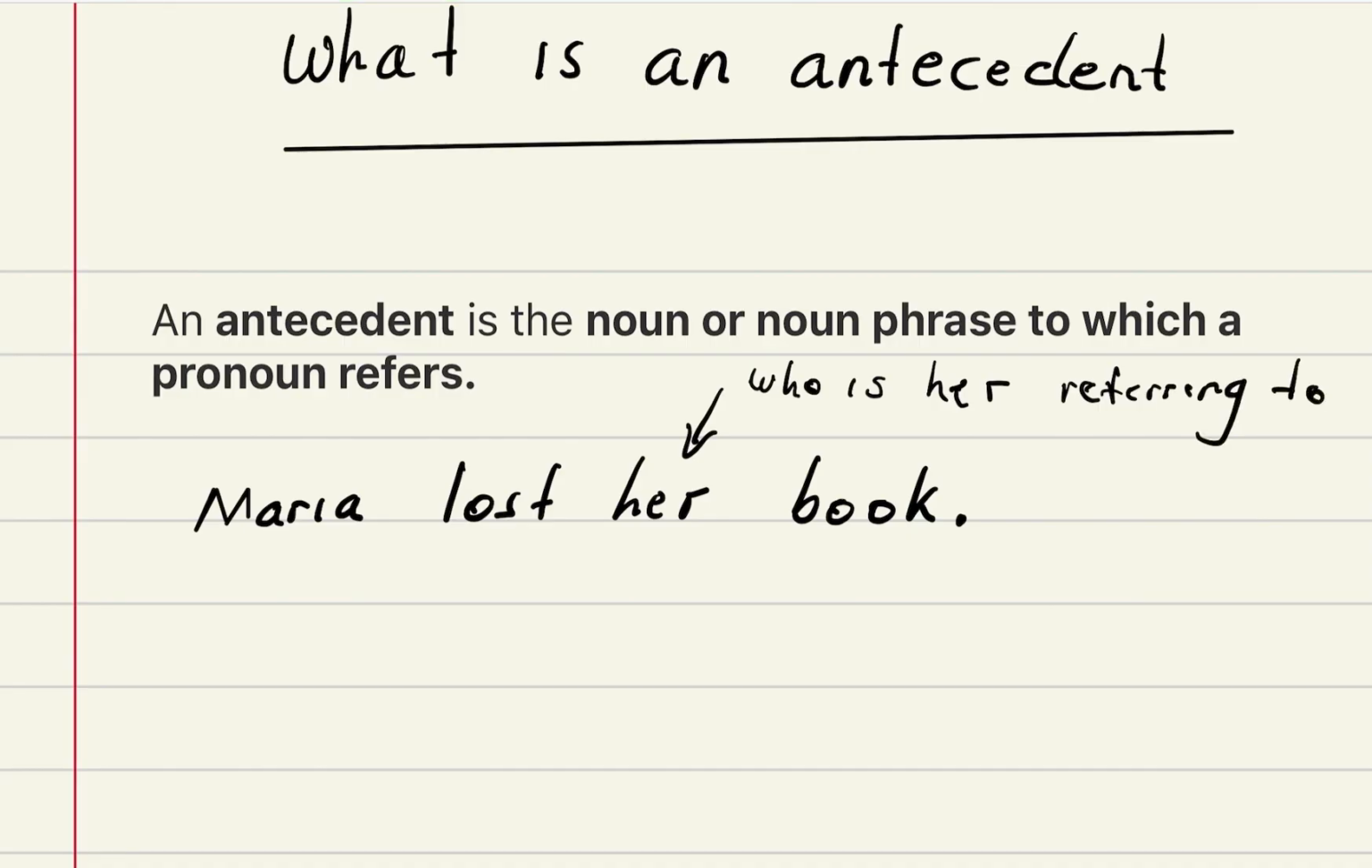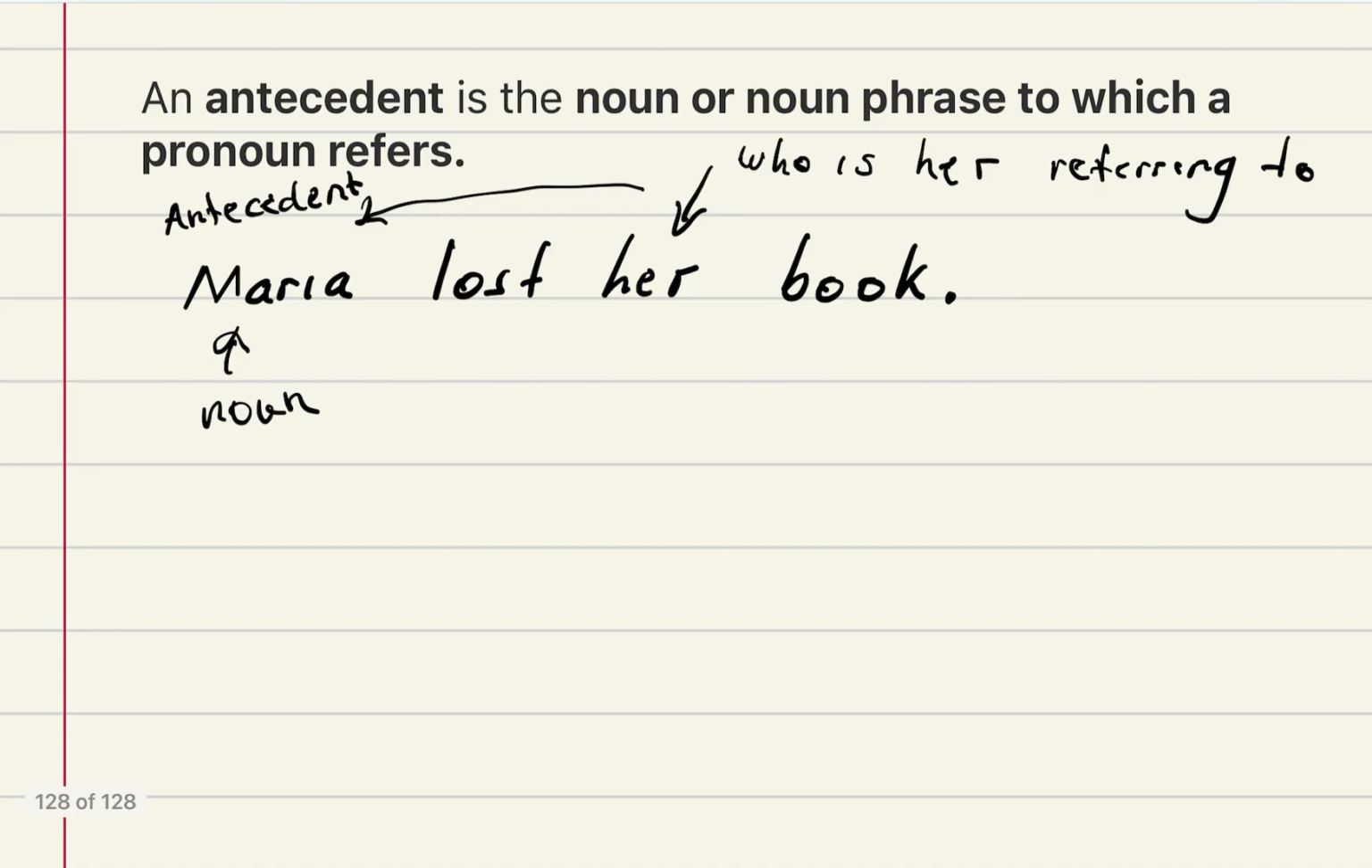If you ask yourself that question, who is "her" referring to, then you know it's Maria. So Maria is the antecedent, right? That's the noun. In this case, this is a noun. I'll give you some examples with a noun phrase, but let me give you another example with just a noun.